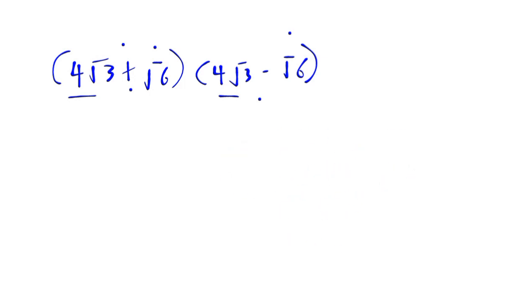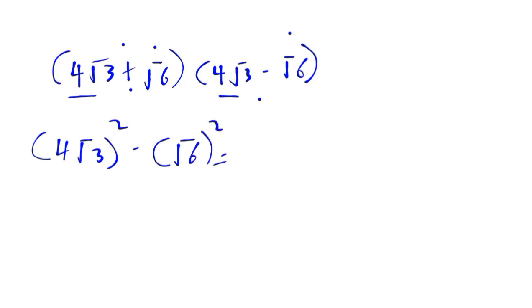It means I will take the square of 4 root 3 minus the square of root 6. If you take the square of 4 root 3, you get 48, then the square of root 6 gives you 6. That will give you 42. So that is it. We are going to do one final example, just one last example.